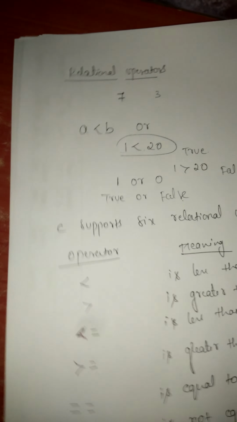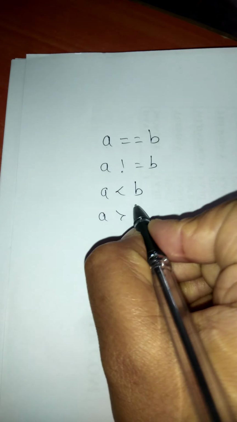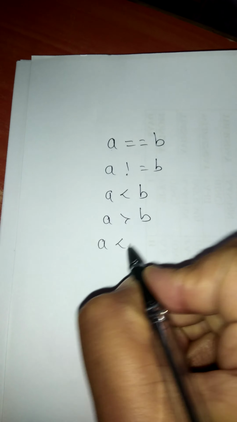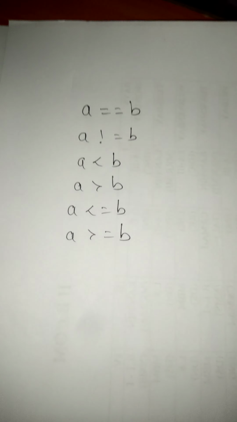In order to write a relational expression, after the first operand, for example A, you have to write a relational operator. For example, A equal to B, or A not equal to B, A less than B, A greater than B, then A less than or equal to B, then A greater than or equal to B, like this.